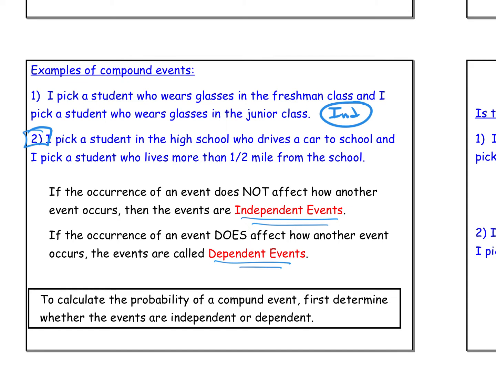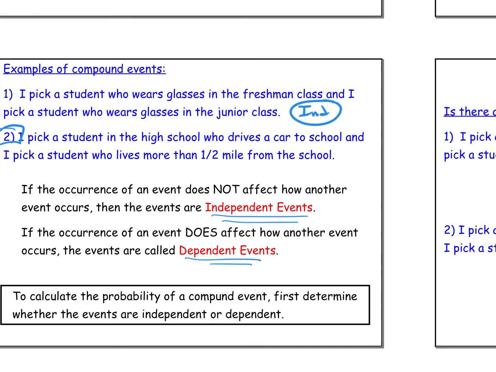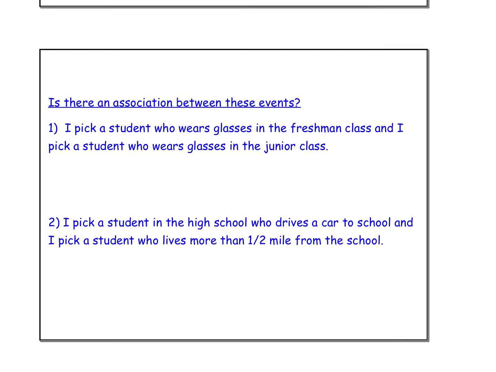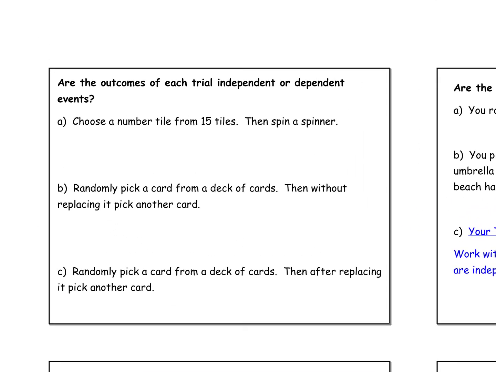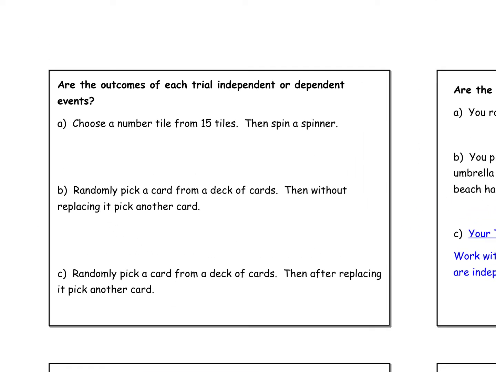To calculate the probability of a compound event, first determine whether the events are independent or dependent. So, read these two situations, talk it over with your group. Half said dependent, half said independent. Page. Are the outcomes of each trial independent or dependent? Take a minute, work with your group on A, B, and C, and then we'll talk it over as a group.